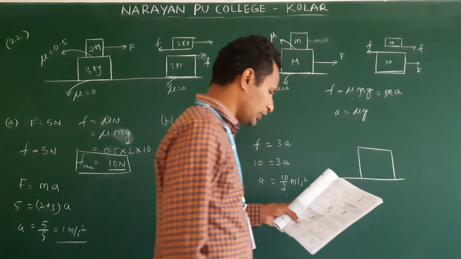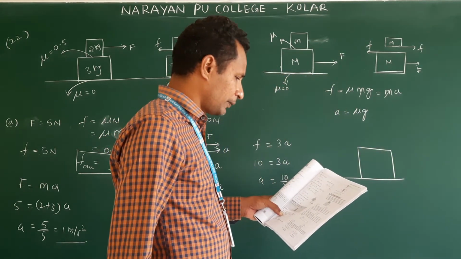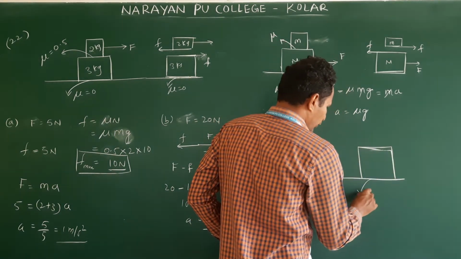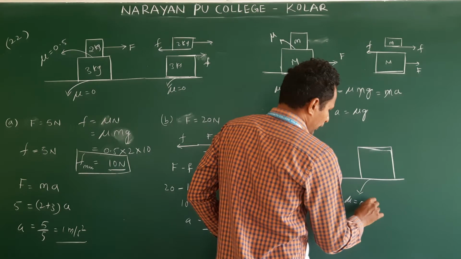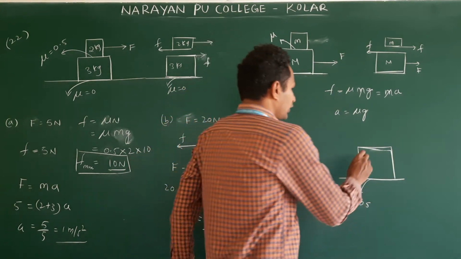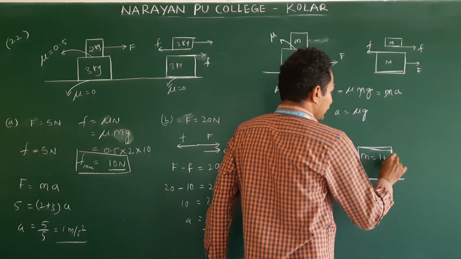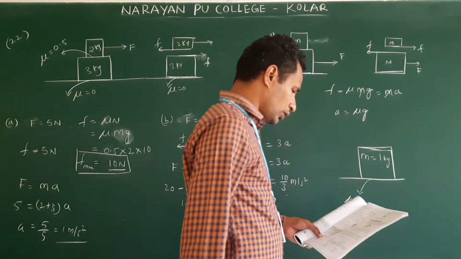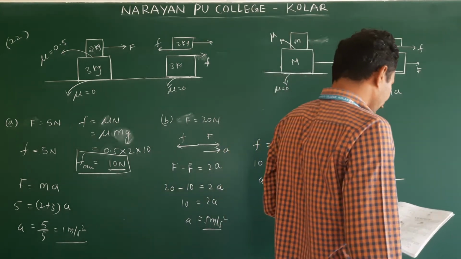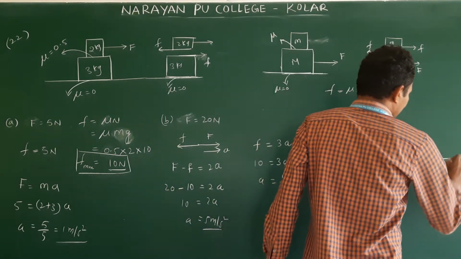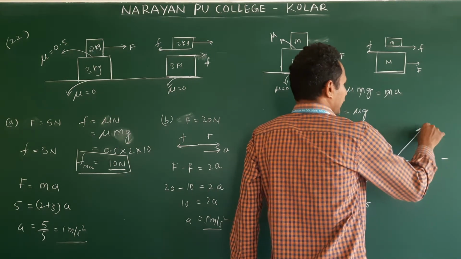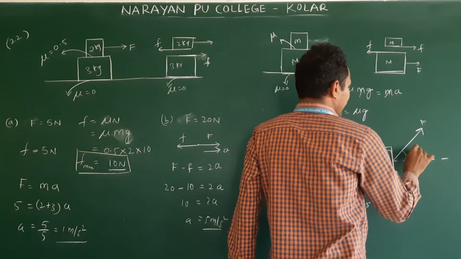This is the situation. Coefficient of friction between block and the floor is given, mu is equal to 0.5. This mass is equal to 1 kg. Now the force is acting upwards at an angle 60 degrees from the horizontal. Let us say this is the horizontal direction. Force is applied like this, making an angle of 60 degrees.